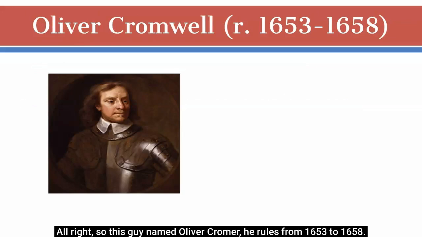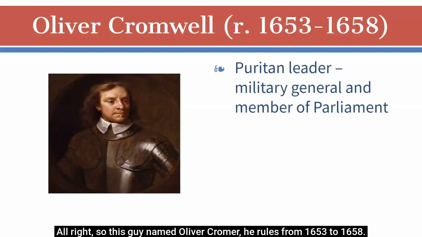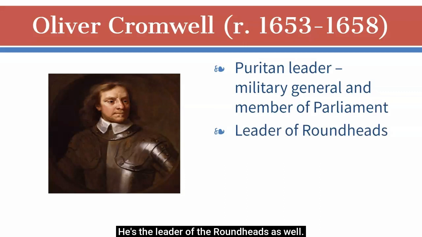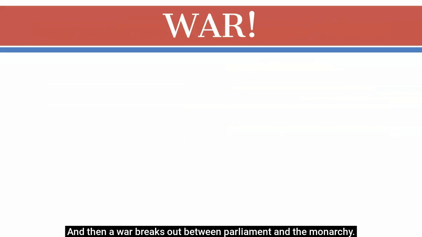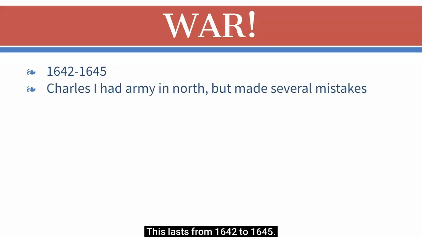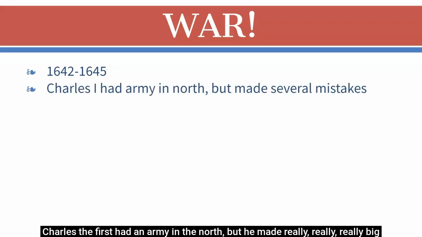All right, so this guy named Oliver Cromwell, he rules from 1653 to 1658. He is a Puritan leader, but he comes from the military. He's a general, and he's also a member of Parliament. He's the leader of the Roundheads as well. He's super, super religious. And then a war breaks out between Parliament and the monarchy. This lasts from 1642 to 1645. Charles I had an army in the north, but he made really big mistakes, and a lot of them.